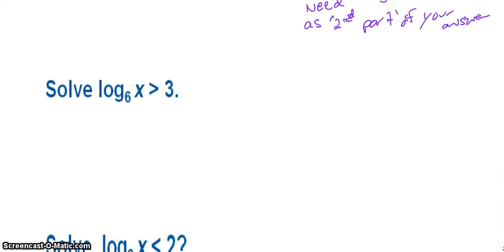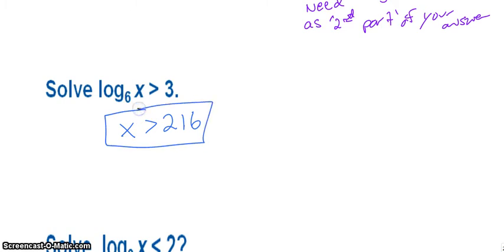So let's take a look. Log on one side, so we're rewriting. So I've got 6 to the third, which is 216. And then once I do that for this one, I'm done. That's my answer. My original problem was a greater than, so I did not have to worry about taking care of that argument being greater than 0. I've already got that taken care of.